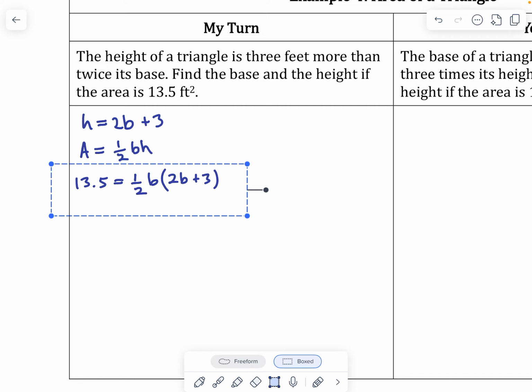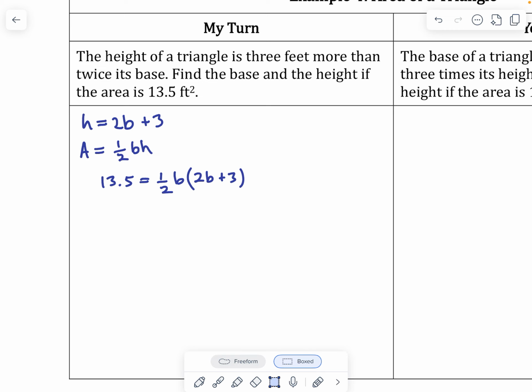I'm going to move this over, give myself a little room. Let's talk about this 1/2 right here. How do I move the 1/2 to the other side, or how do I cancel it out? We can get that done by multiplying both sides of the equation by 2, right? 1/2 of 2 is 1. So those will cancel out, and 2 times 13.5, well, that's going to be 27. So we now have 27 equals b times 2b plus 3. All right, okay, so no more decimals, nice and clean.